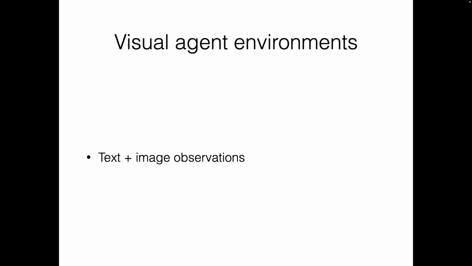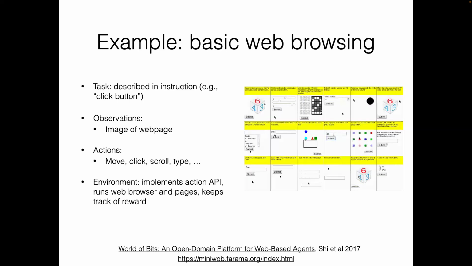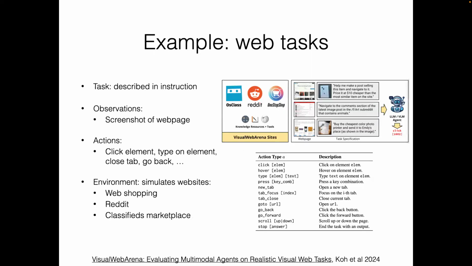So if we go to the visual environments, here the difference is we're providing image observations. We already saw an example of this earlier. Here the observation would now be an image of the web page versus this textual representation. Aside from these kind of trivial tasks, people built on this idea and tried to get more and more realistic. So here's another paper which has been really impactful, VisualWebArena.